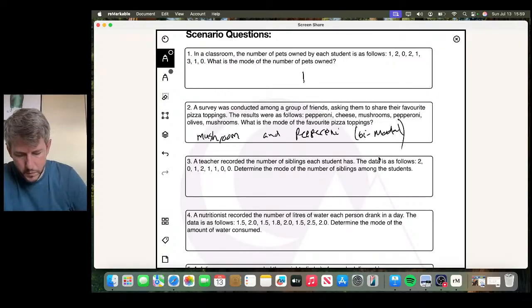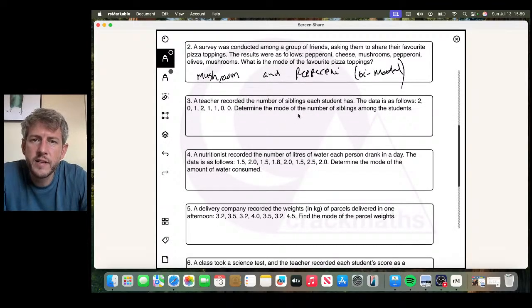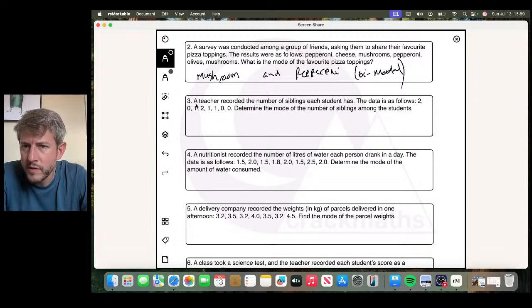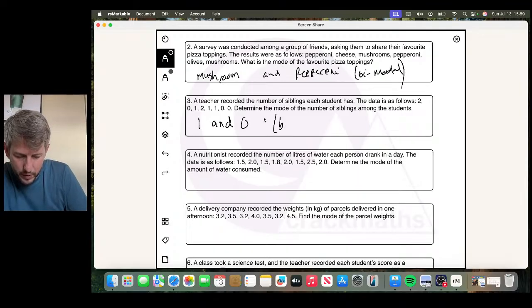Okay, right. Question 3. We've got here a teacher recorded the number of siblings each student has. The data is as follows: 2, 0, 1, 2, 1, 1, 0, 0. Determine the mode of the number of siblings among the students. So we had 2 people with 2, 3 people with none, and 3 people with 1. Okay, so it's bimodal again. So 1 and 0, and that's bimodal.